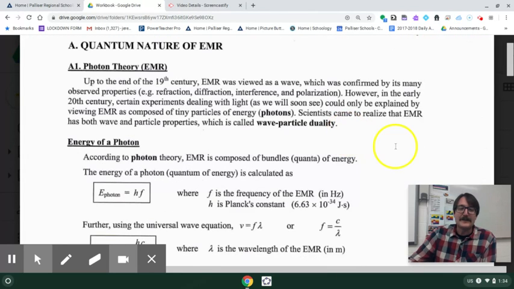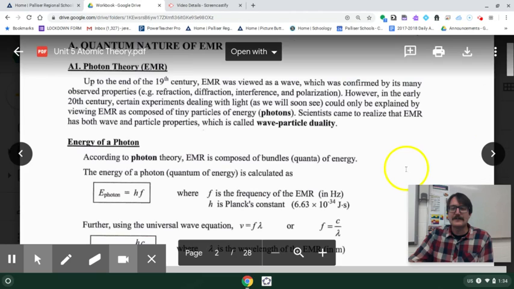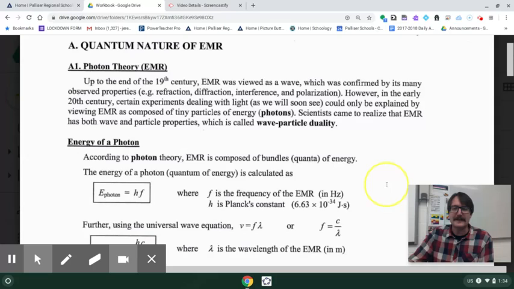All right, energy of a photon. According to photon theory, EMR is composed of bundles, quanta of energy. The energy of a photon is calculated with E equals hf, where E is energy, f is frequency in hertz, and h is Planck's constant, 6.63 times 10 to the negative 34 joules times seconds. Or we'd say joule seconds.